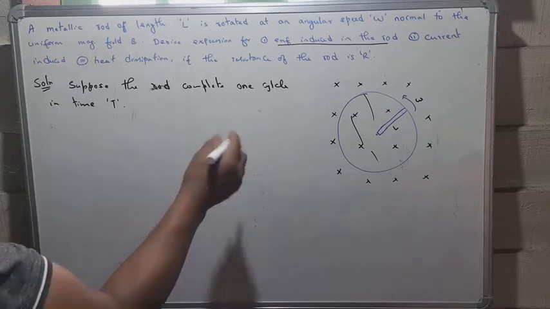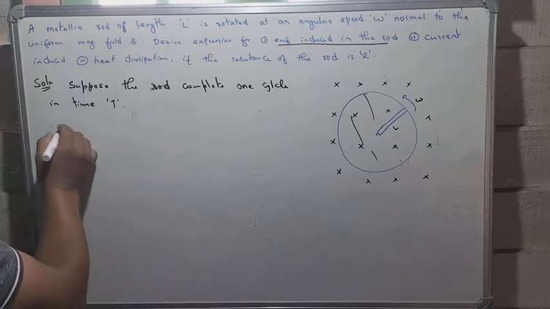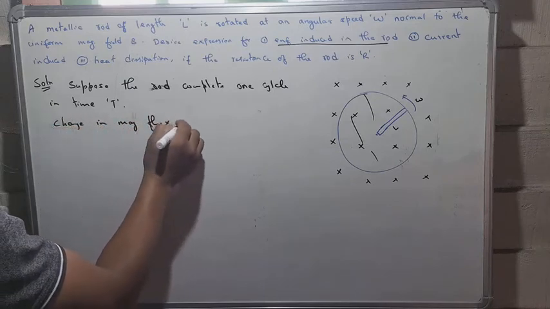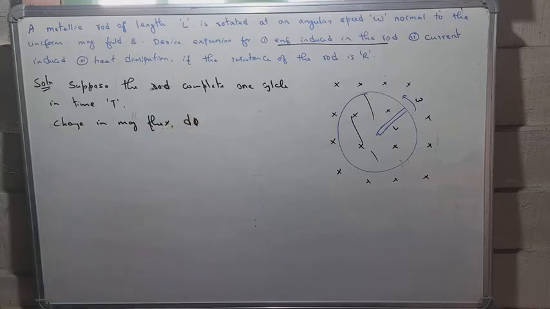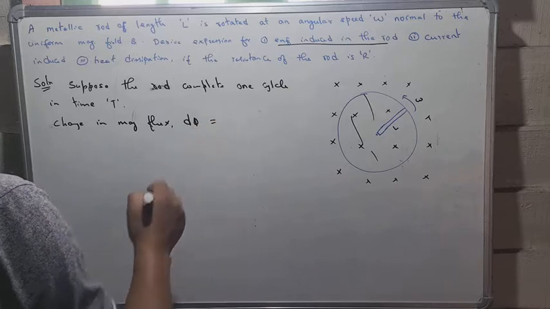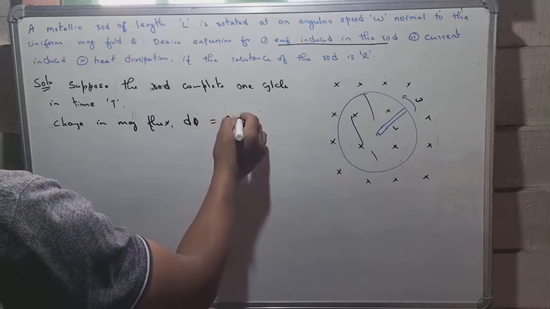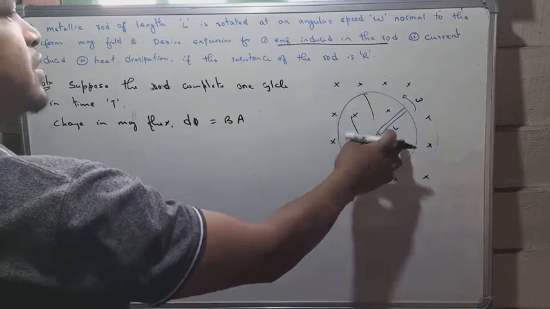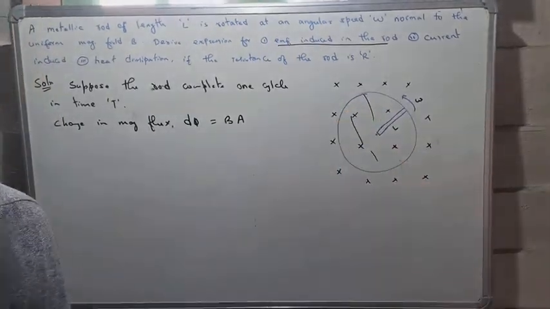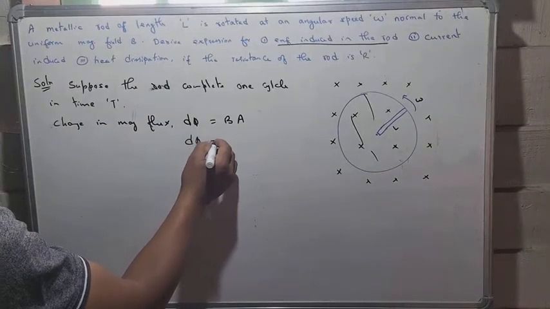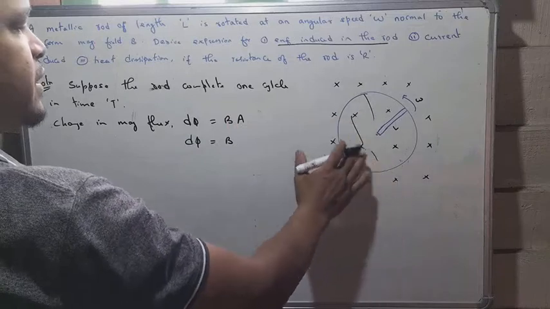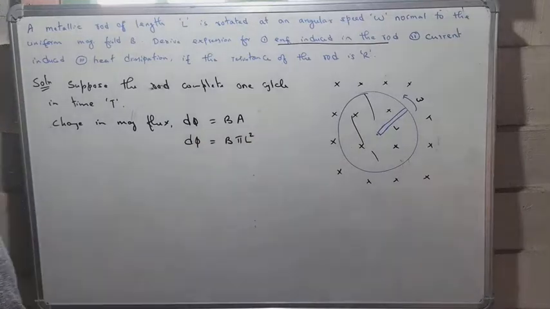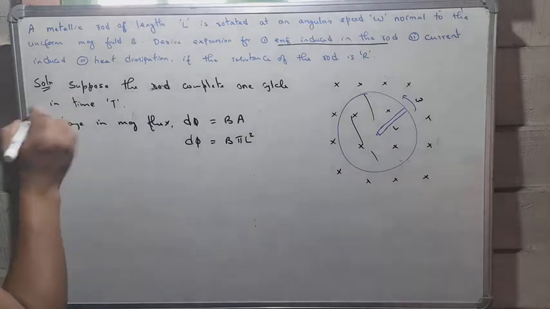Now what is the change in magnetic flux? The change in magnetic flux is d phi. If you remember, the formula of magnetic flux is defined as magnetic field times the area. So here, this change in magnetic flux will be magnetic field times the area of the circular part which has been described by the rod. Or I can say this d phi is equal to B times the area. The area here is the area of the circle, which is pi, and then the radius is L, so pi L square. Now let us find out the induced EMF.